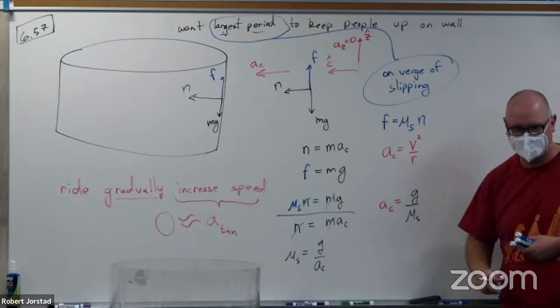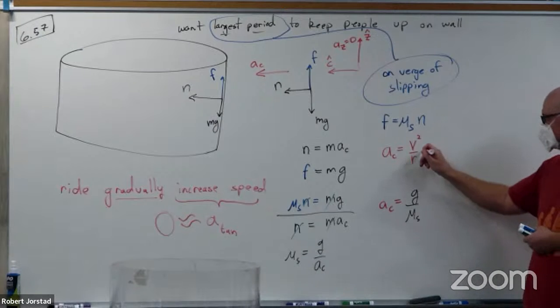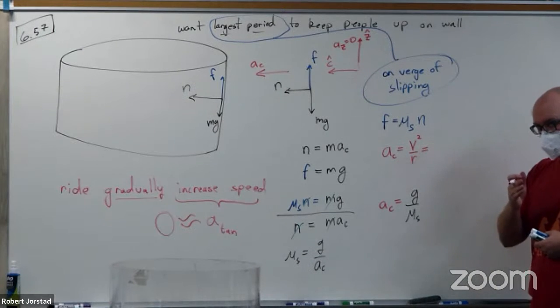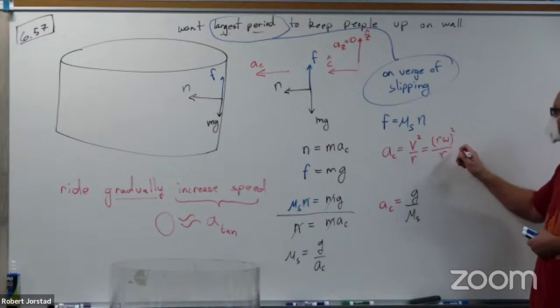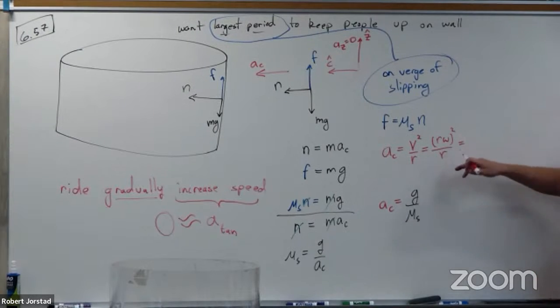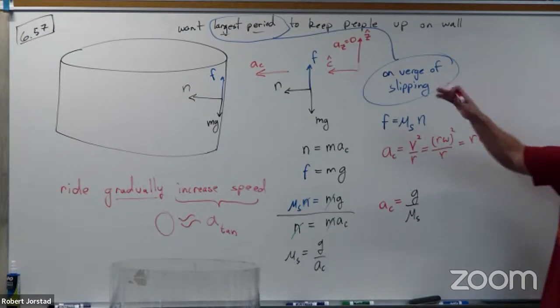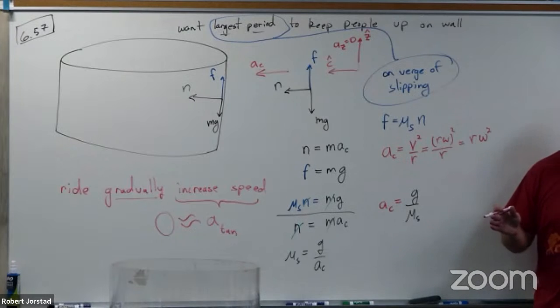I want to show you guys a cool trick. V is not your omega, but it is R omega. This is a really useful trick. Notice that AC, when you plug this in, you get R squared omega squared divided by R. That's R omega squared. Omega relates to the period. Am I losing you or is this okay?